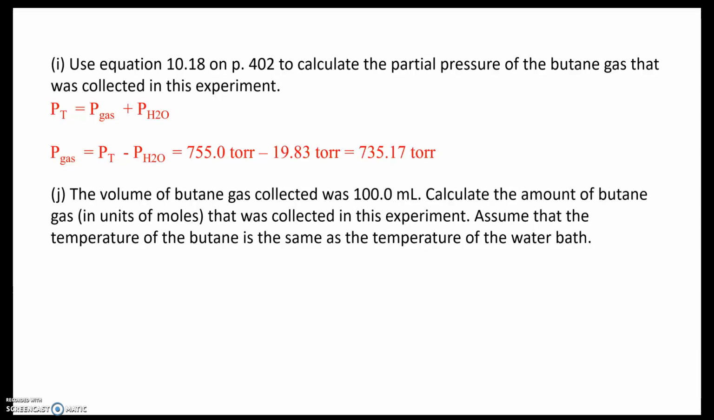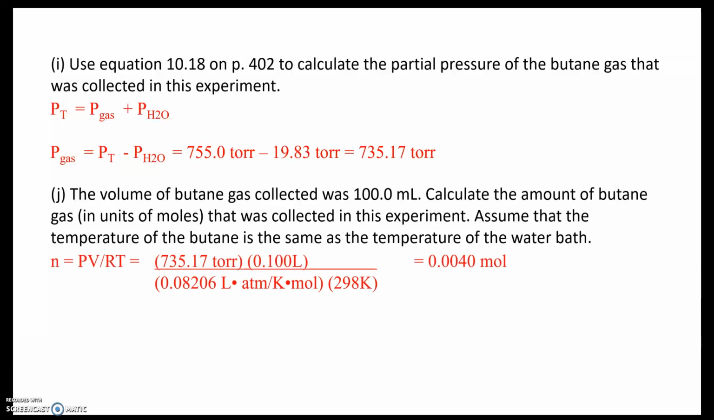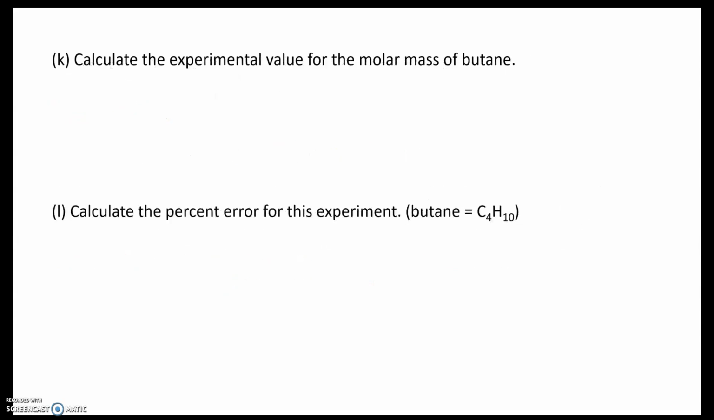Part J, the volume of the gas collected was 100 milliliters. Calculate the amount of butane gas in moles collected in this experiment, assuming that the temperature of the butane is the same as the water. Well, it's obvious we need to use PV equals nRT to compute the number of moles. So I take the pressure that I computed in part I times the volume of 0.1 liter divided by my gas constant for R and my temperature of 298, and I get 0.0040 moles.